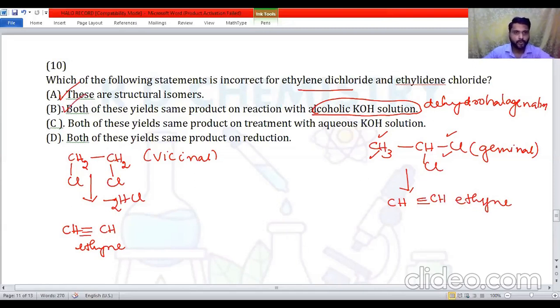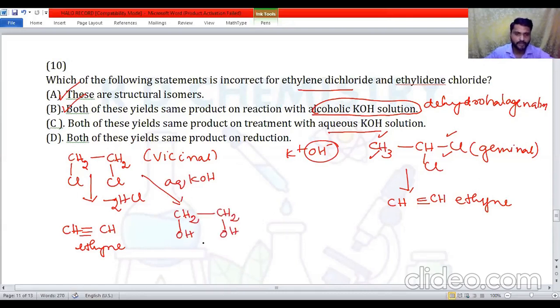Option C: both these yield the same product on treatment with aqueous KOH. In aqueous KOH, OH minus acts as the nucleophile and Cl should be removed. So with aqueous KOH we get CH2OH, CH2OH. We get an alcohol, with alcohol groups on neighboring carbon atoms, and the name of this molecule is ethylene glycol.